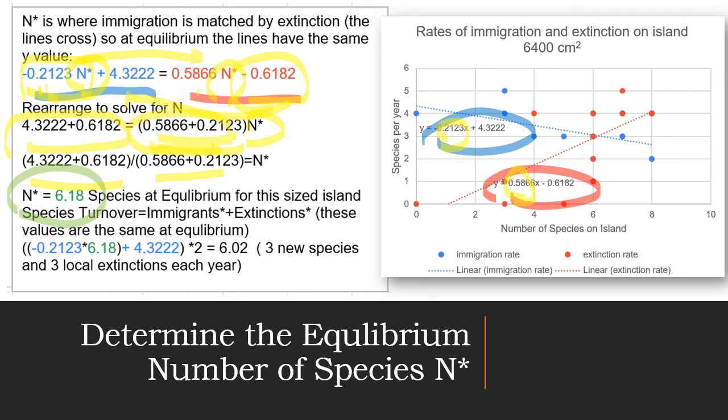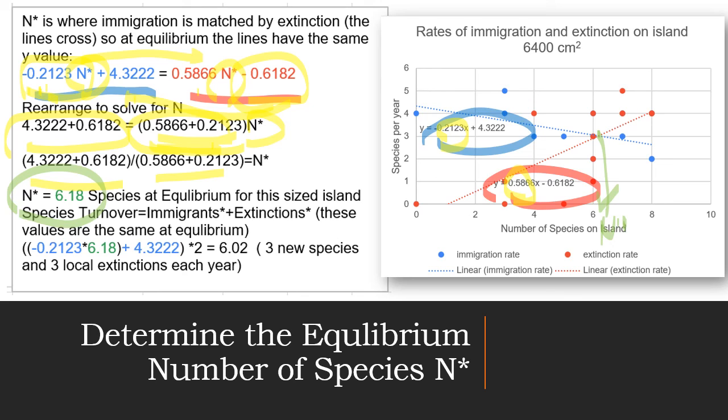So when we look back on our graph, the equilibrium number of species is just over here, a little over to the side from the 6. So that makes sense that our n star is over there. And remember, we still have species coming in and species going extinct, so we can determine the species turnover. The species turnover is the number of immigrants and the number of extinctions at equilibrium, which is the same.